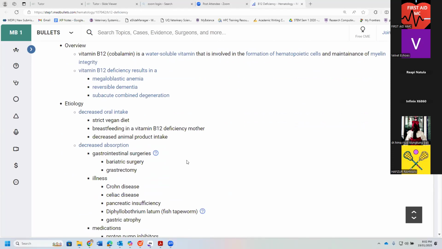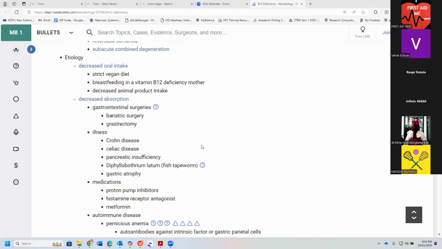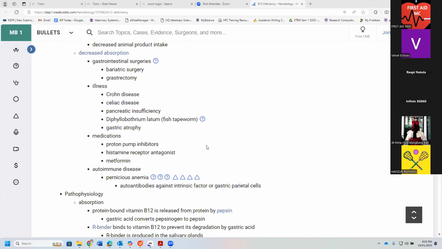a strict vegan diet, breastfeeding in a vitamin B12 deficient mother, because the baby will take all of the vitamins from the mom, decreased animal product intake as well, decreased absorption, like bariatric surgery or gastrectomy, Crohn's disease, celiac disease, pancreatic insufficiency. Very important for you to remember.